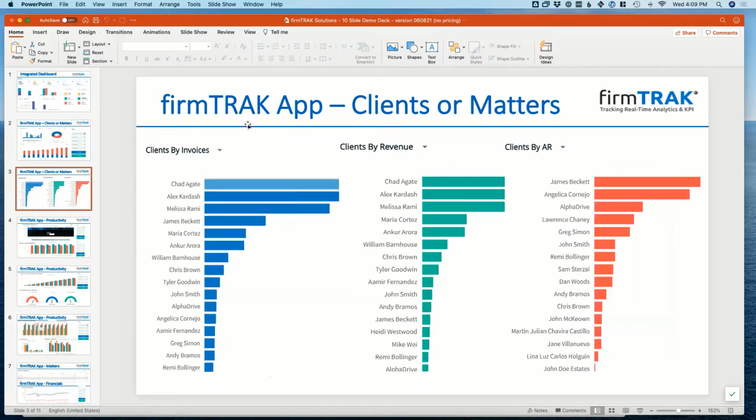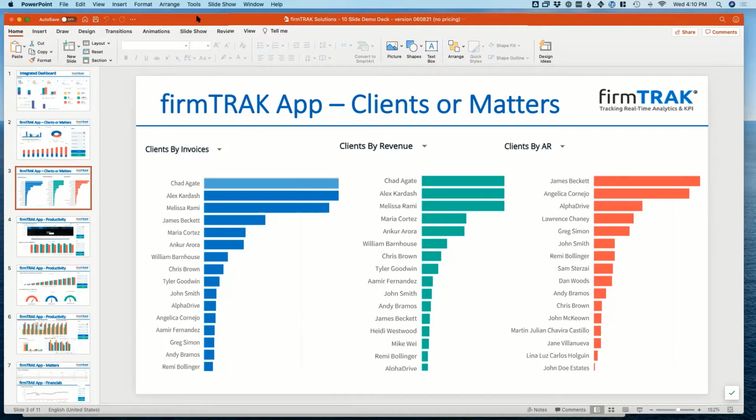Relative to the clients and matters, you have an opportunity to review each of the matters by revenue generated, by accounts receivable, or by invoices. And with each of these filters, you have the ability to take a look at whether or not it's a practice group, so you could take a look at your area of practice. You could take a look at the resources that are allocated or assigned to each of these matters in order to determine productivity of individual performers or practice groups.